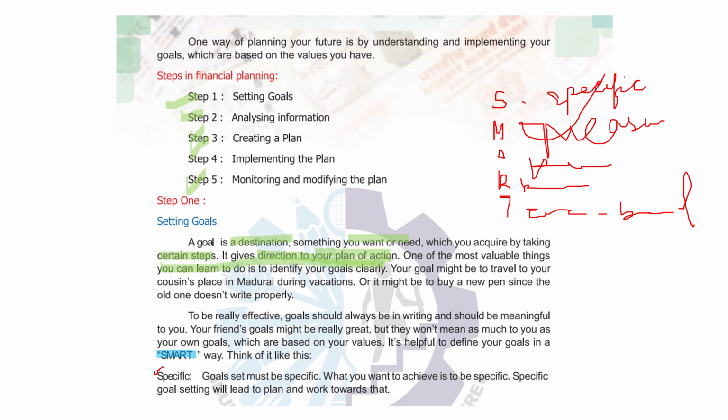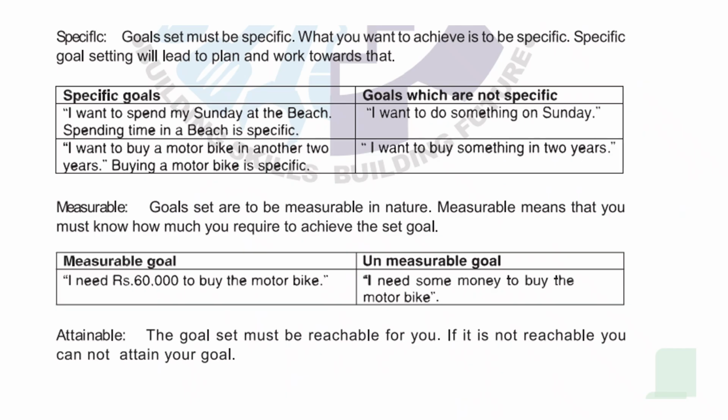So goal setting must be specific. What you want to achieve is to be specific. Specific goal setting will lead to plan and work towards that. So specific goals कैसे हो सकते हैं? I want to spend my Sunday at the beach. ये आपका specific goal है. I want to do something on Sunday. आपको नहीं पता क्या करना है, but कुछ तो करना है. I want to buy a motorbike in another 2 years. Buying a motorbike is specific. But I want to buy something. मेरे को नहीं पता कुछ, बस खरीदना है, मन है, पैसे खर्च करना है, कुछ खरीदना है 2 साल के अंदर अंदर.